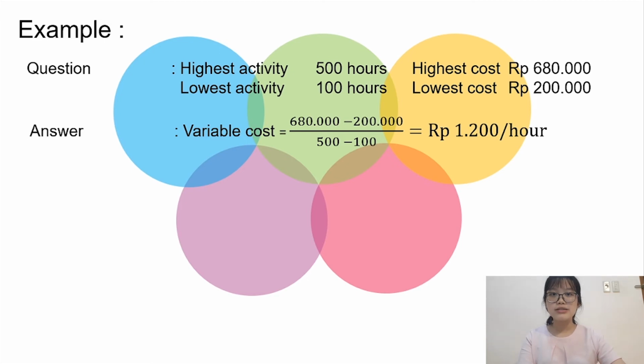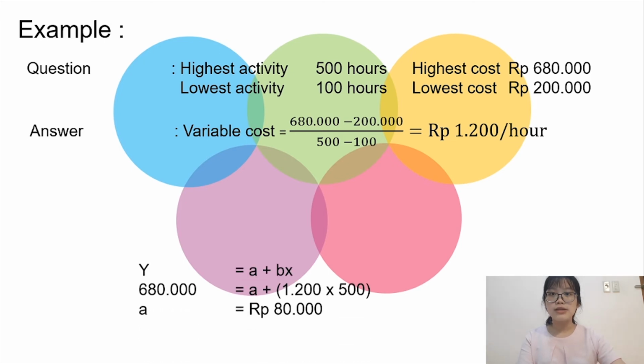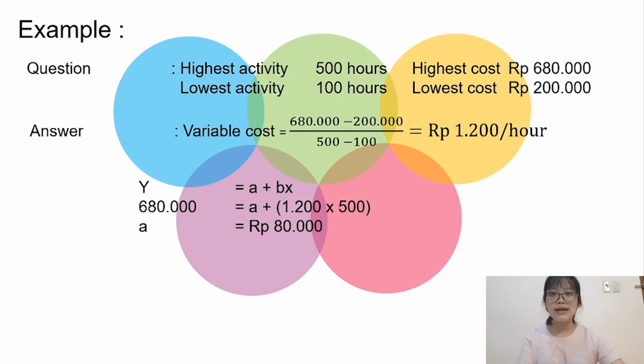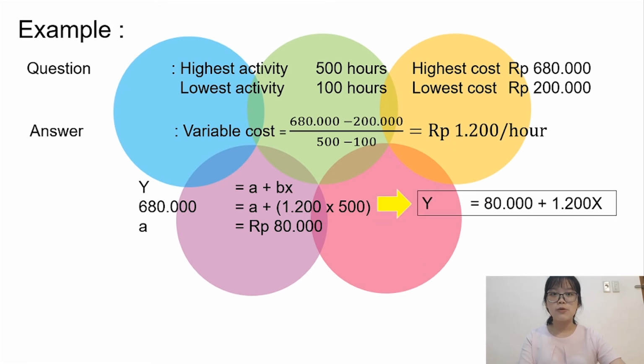And then just put the numbers into the equation, which is y equals a plus bx. The y is total cost, a is fixed cost, b is variable cost, and then we get that the fixed cost is 80,000. And in the end, we will get an equation which is y equals 80,000 plus 1,200x, where this x can be changed into like 200 hours, 300 hours, and so on.